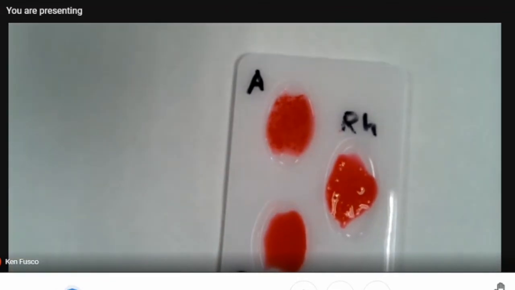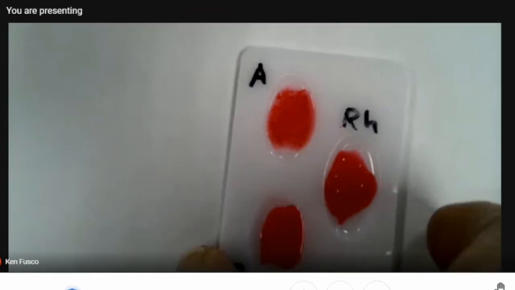Okay. I don't know how well you can see it. This looks normal. See how clumpy that looks? And see how clumpy that looks? So anti-A reacted, and anti-RH reacted. Pretty good? We do the next person? Okay. You should be writing pluses where they reacted.